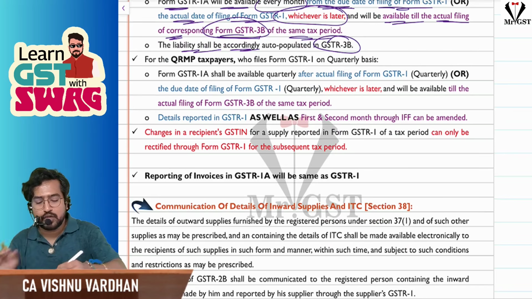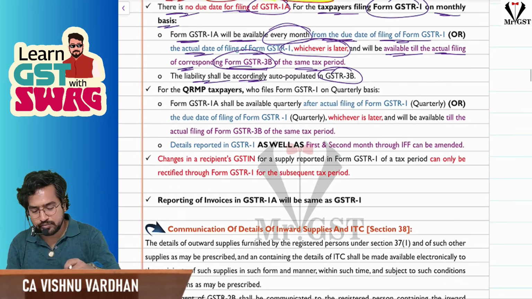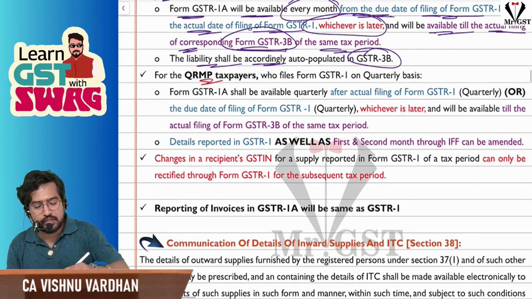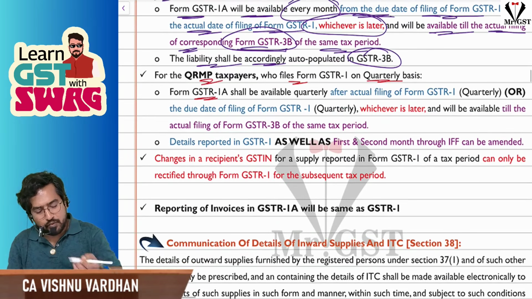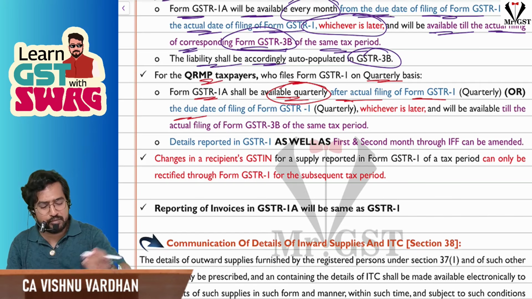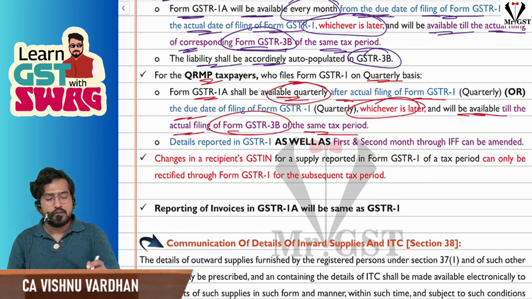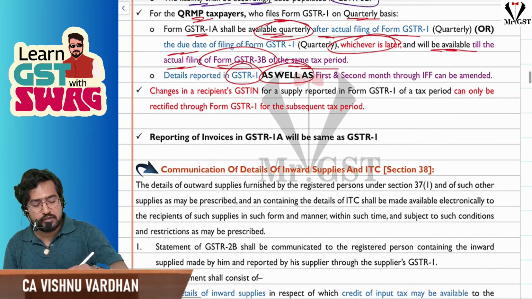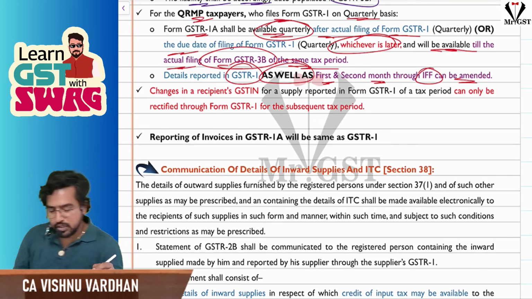Next, for QRMP filers. For QRMP filers who file GSTR1 on quarterly basis, 1A will be available quarterly after actual date of filing GSTR1 quarterly or due date. Same logic, whichever is later, and will be available till the actual date of filing 3B for the same tax period. Details reported in 1 as well as first and second month IFF can be amended using 1A.